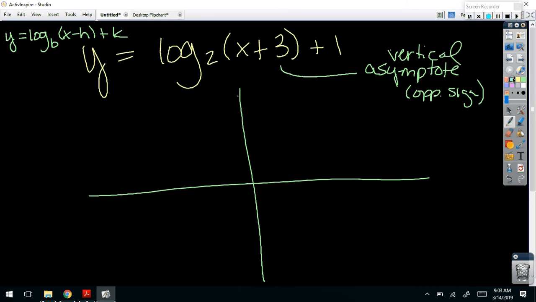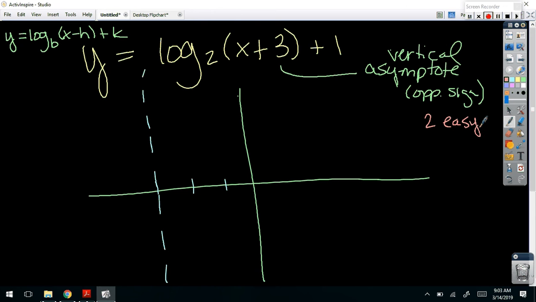Tell me when you're ready. I'm not changing the slide. I'm just going to draw the vertical asymptote. Is that okay? 1, 2, and 3. I just drew the asymptote.